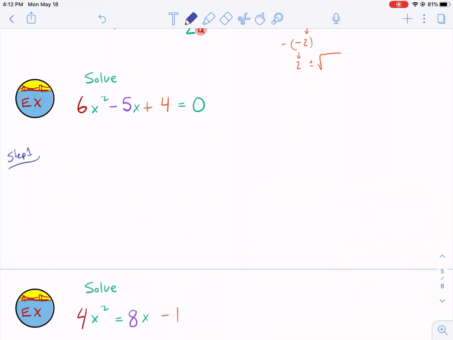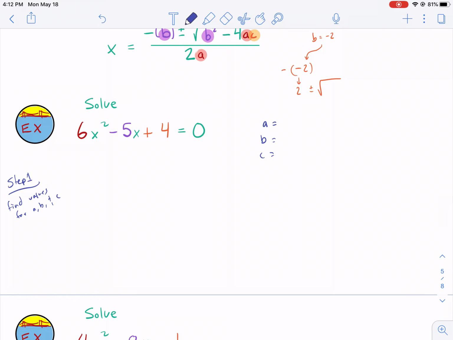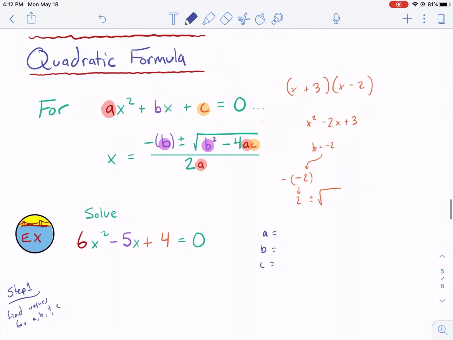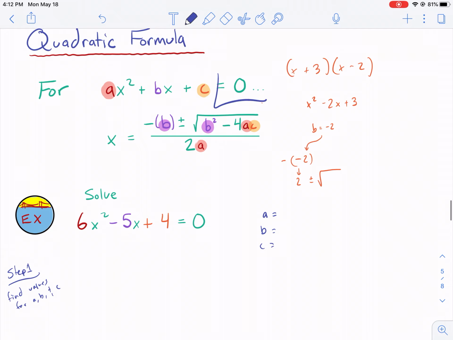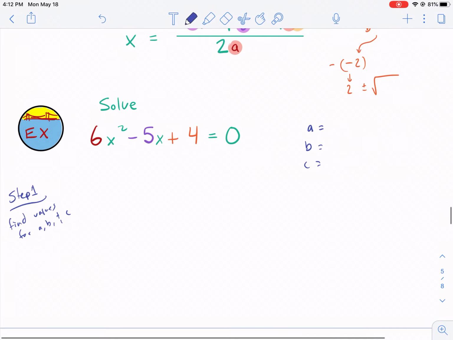So your step 1 is find values for A, B, and C. We want to find what A equals, what B equals, and what C equals. Once we determine that accurately, we're good to go. We can get everything else figured out, and it's pretty easy. The other thing is we need to make sure before we figure out A, B, and C that it's equal to 0. If it's not equal to 0, you're going to end up with some funky numbers, and it's going to be wrong. So make sure it's equal to 0. In this case, it is.